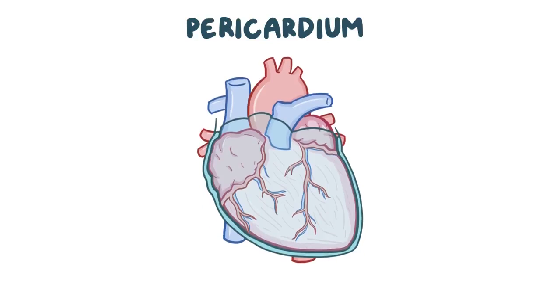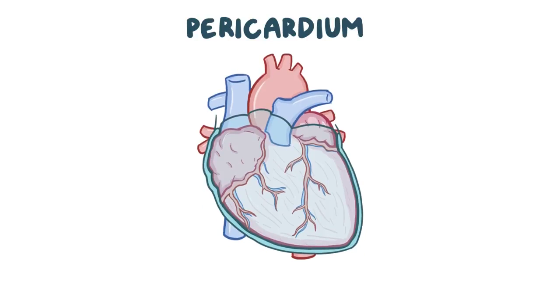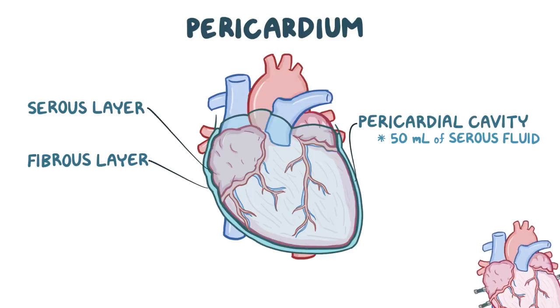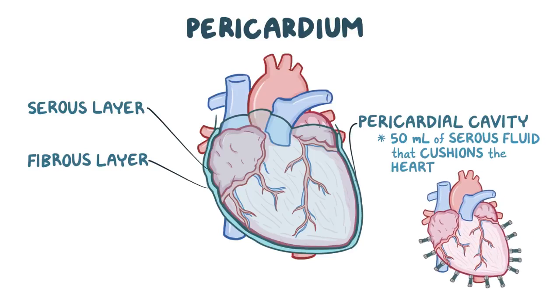The pericardium is a sac that covers the heart and the roots of the great vessels. The pericardium has two layers, an inner serous layer and an outer fibrous layer, and the space between the two layers is the pericardial cavity. The pericardial cavity is normally filled with about 50 milliliters of serous fluid that cushions the heart from any kind of external jerk or shock, like a shock absorber.